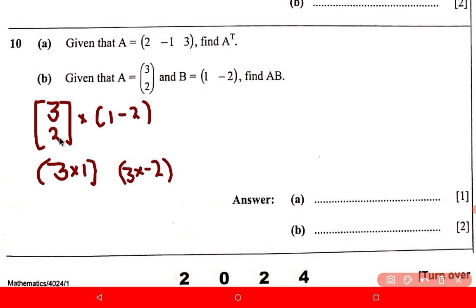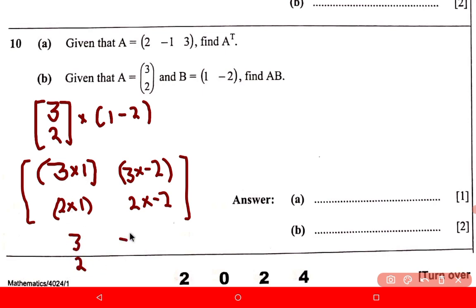Okay, and then this one, it's going to be 2 by 1. Leave a line there, 2 by -2. Okay, like this. So at the end you're going to have 3, 2, -6, -4. And this will be your answer.